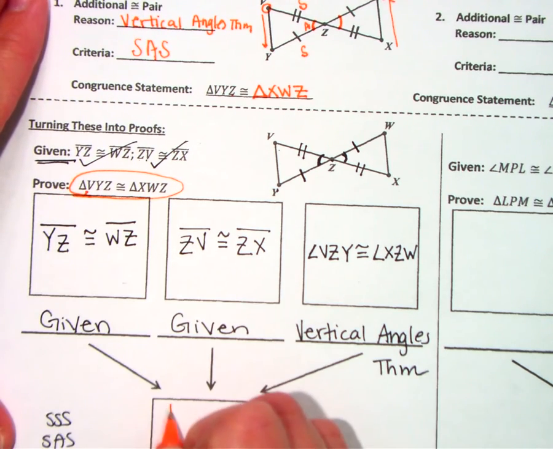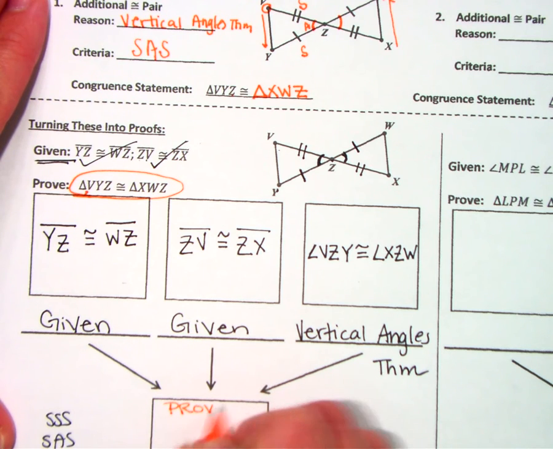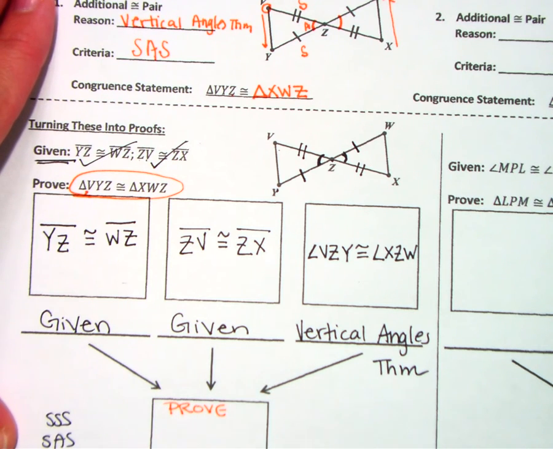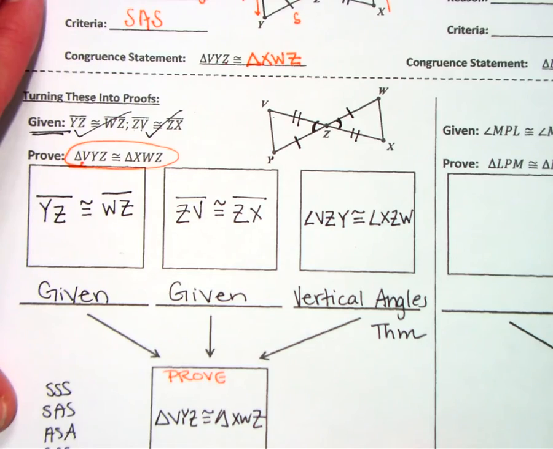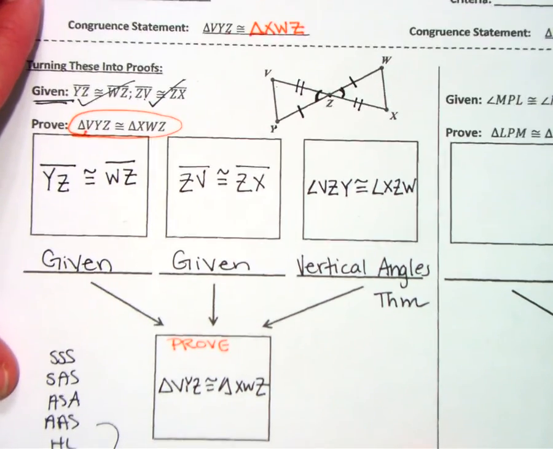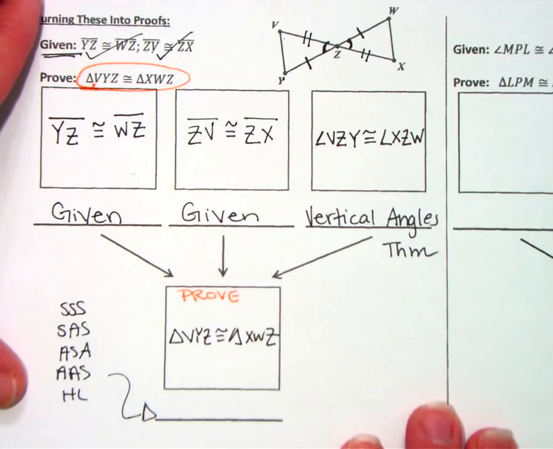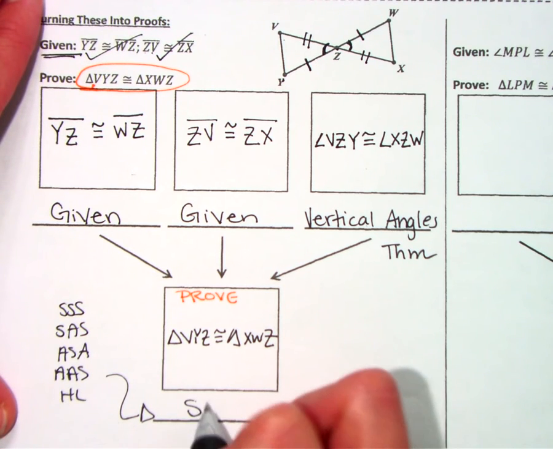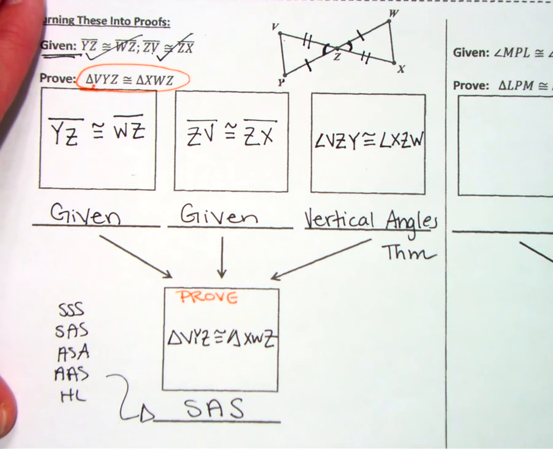So the prove statement is going to go here. So triangle VYZ is congruent to, and I'm just copying it, triangle XWZ. And we already determined that the reason was side angle side. So my reason goes in the blank underneath here as well, side angle side.